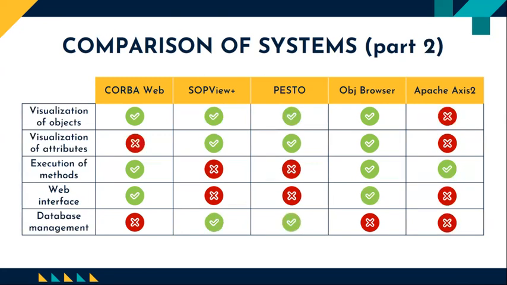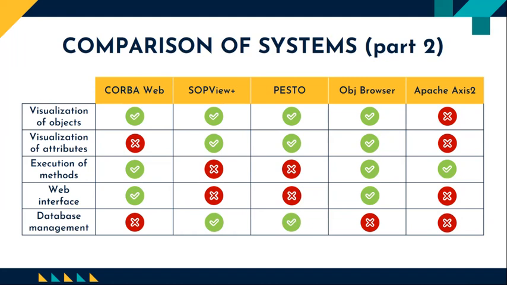This is the second part of the comparison table, which shows other features considered. The first one is visualization of objects, which indicates that the system allows the visualization of objects graphically. The second is visualization of attributes, which means that the system allows the visualization of the attributes that each object contains. The next feature is execution of methods, which refers to the fact that the execution of methods belonging to an object is allowed through a web browser.